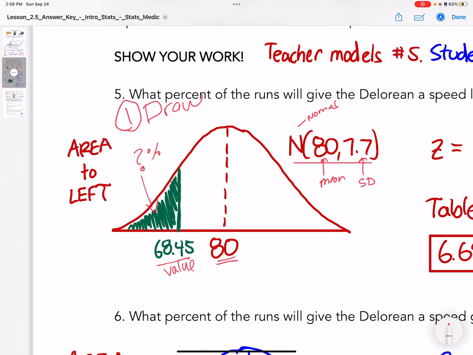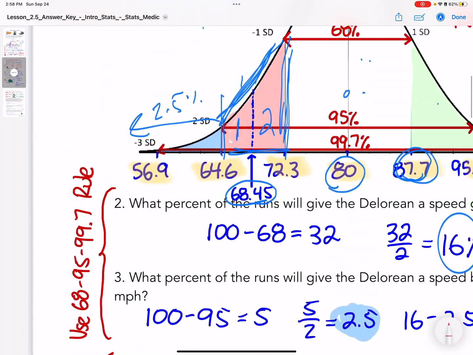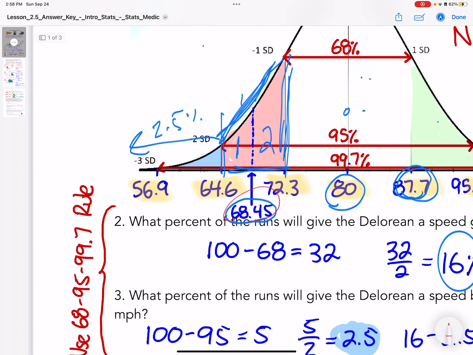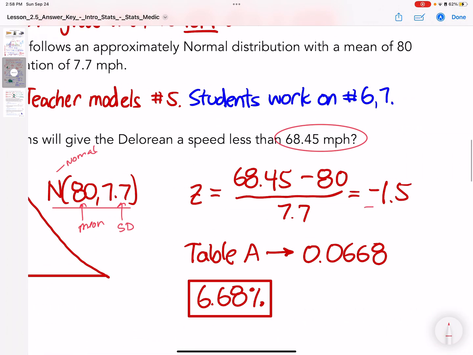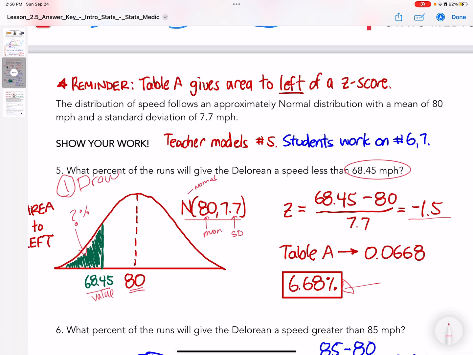So then I'm gonna go ahead and find the z-score because 68.45 isn't one of my nice, happy, pretty ones. See, 68.45, which is what we did here. And then we got negative 1.5, and that's how we got the 6.68%, because this is just the exact same problem we just did before. This is just making it look a little prettier.